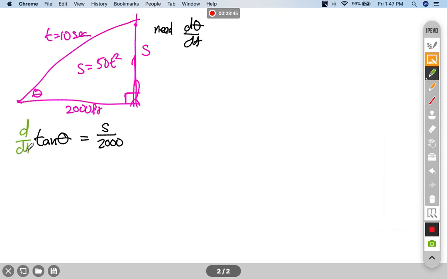So I do my derivative. My derivative of tangent is secant squared. And I have to take that times d theta dt, because we can't forget the chain rule there. My derivative of s over 2,000, that's going to be 2,000 times 1 over 2,000 times the derivative of s, which is just ds dt.